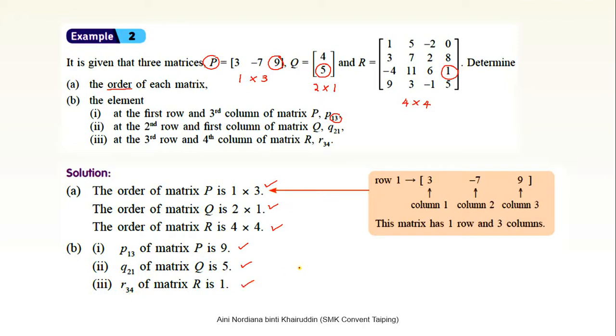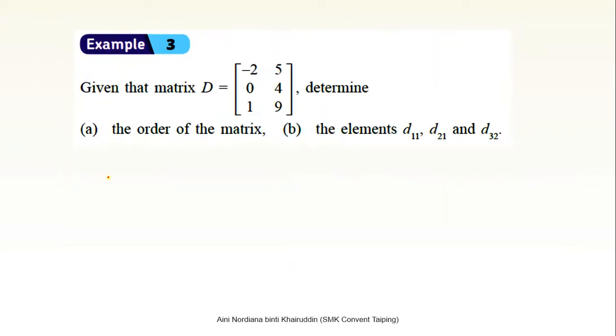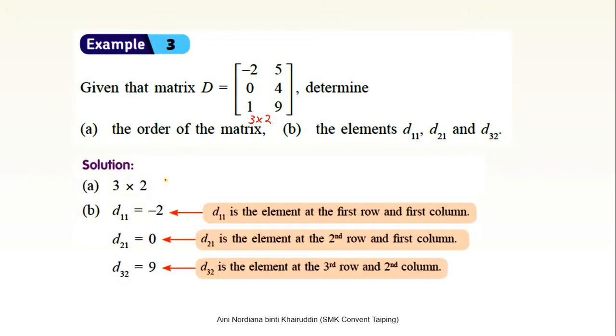Alright, very simple one. So have a look at example 3. Given matrix D, this is the matrix D, determine the order of the matrix. So have a look at the number of rows and the number of columns. So we know that this is a matrix of 3 by 2, and the elements D11, D21 and D32. So this is the answer.